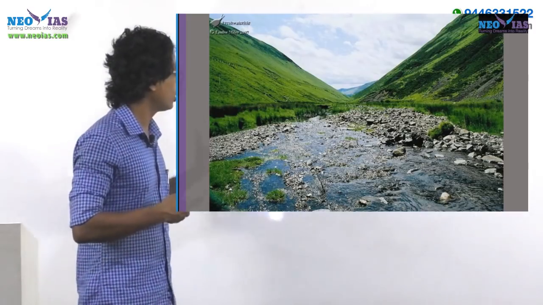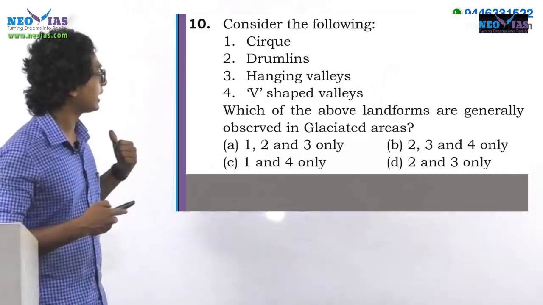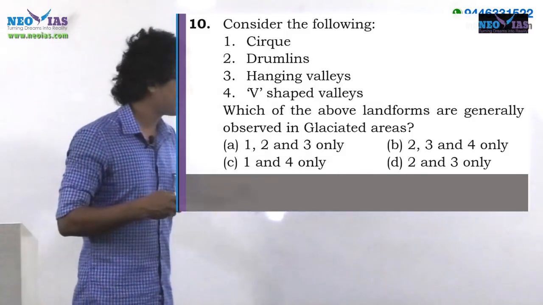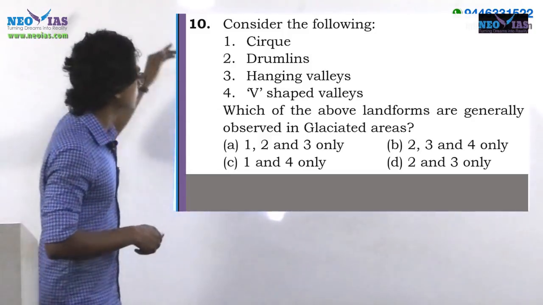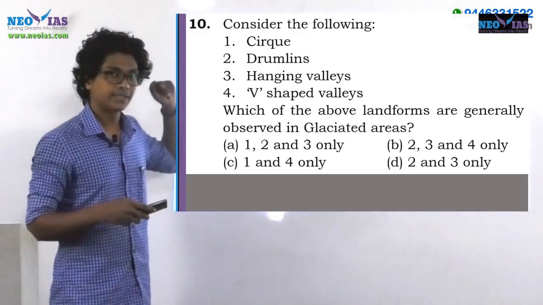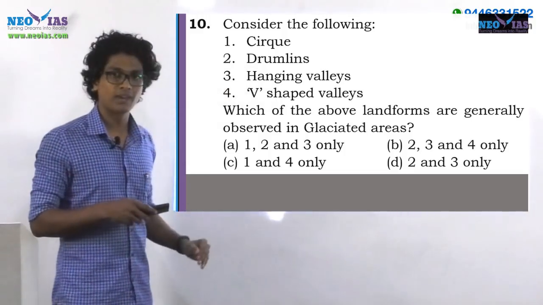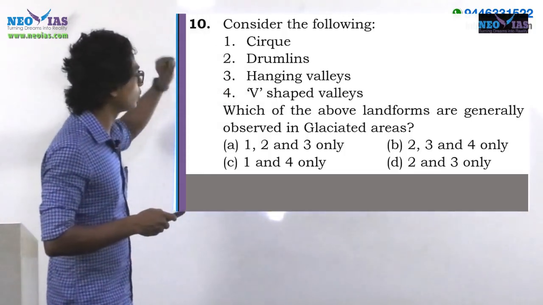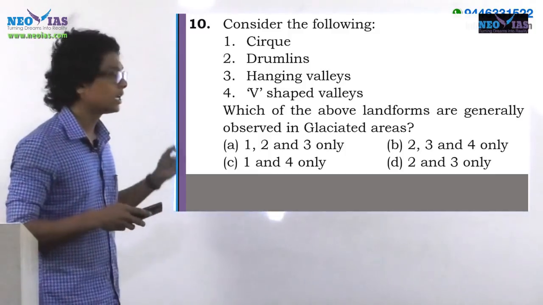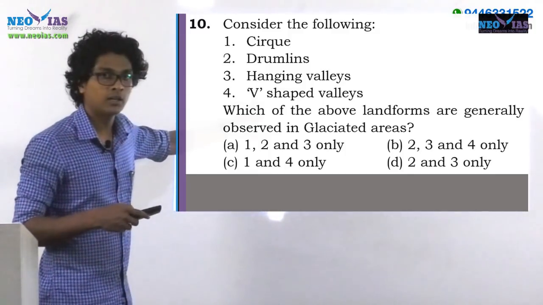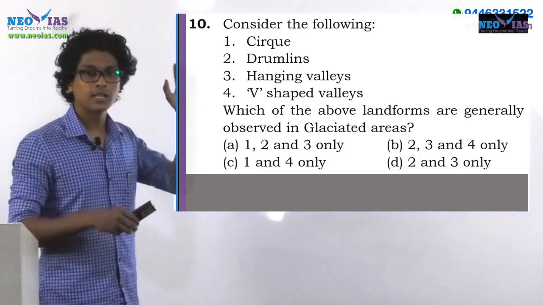Okay. Now going back to the question. The question was regarding which of the landforms were created by or are seen over the glaciated areas. Okay. So going through the options, cirque is found over the glaciated regions, drumlins and hanging valleys. All the three, right, 1, 2, 3, they are found over the glaciated regions. And the V-shaped valley, right, it's a landform created by the river.